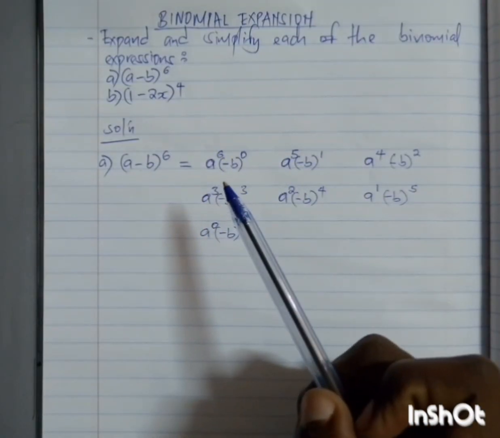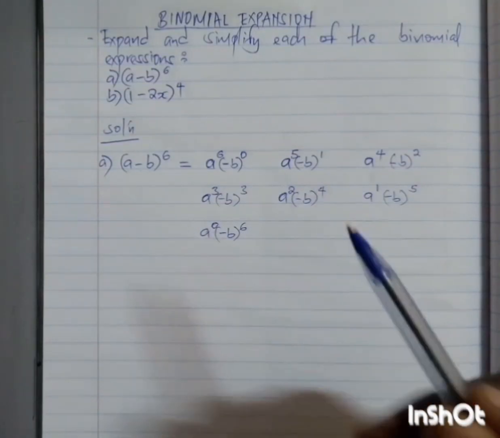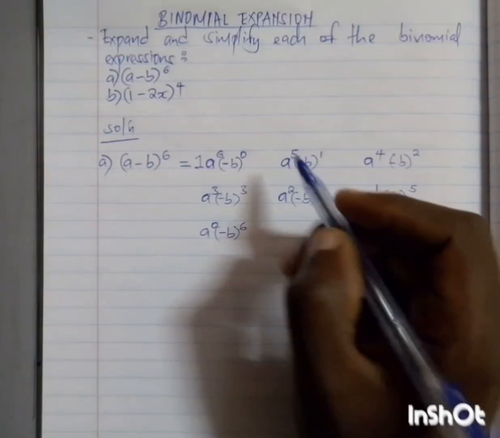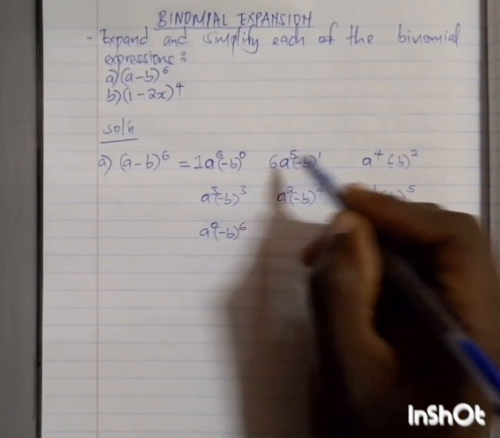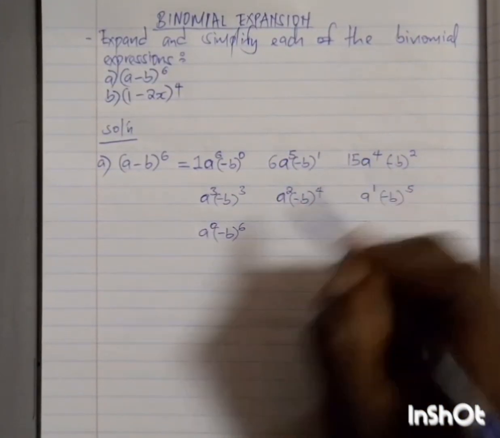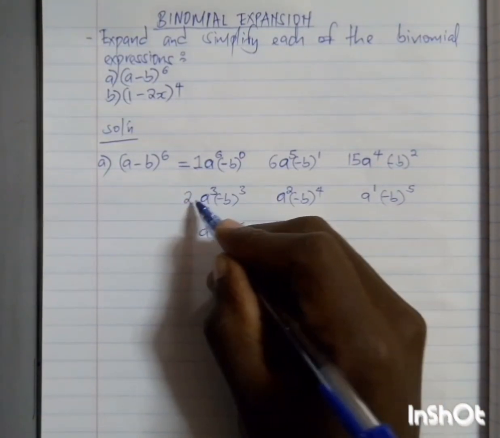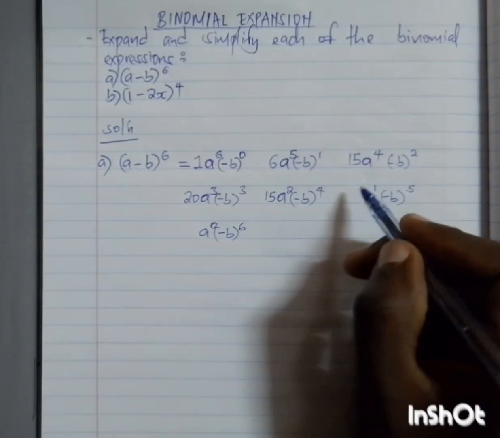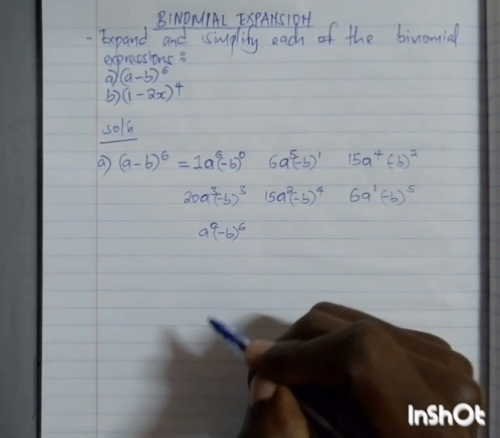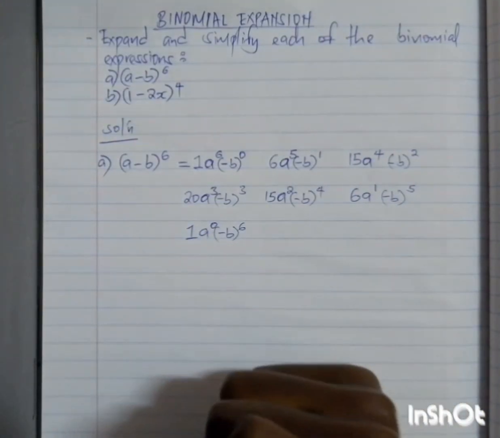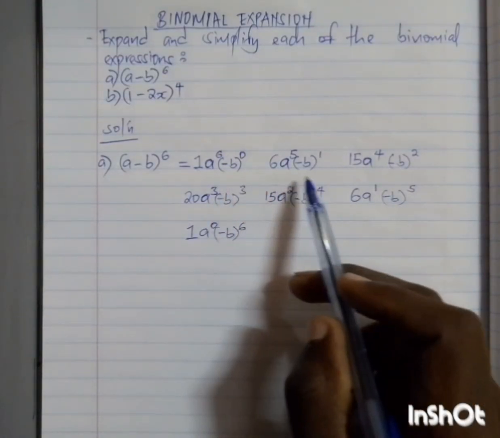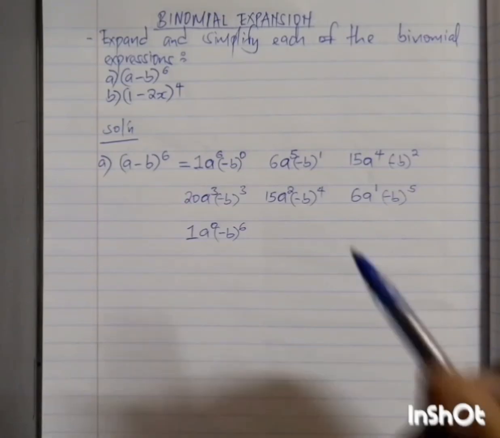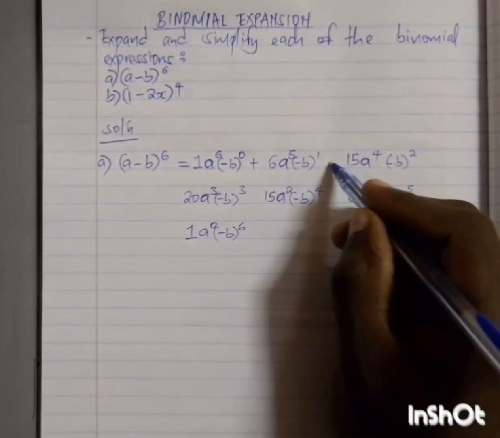So you are going to write those coefficients in their order. The first one is 1. The second one is 6. The third one is 15. The fourth one is 20. The fifth one is 15. The sixth one is 6. The seventh one is 1. So you write those coefficients in the same order. And afterwards, after doing this, you now add all of them.